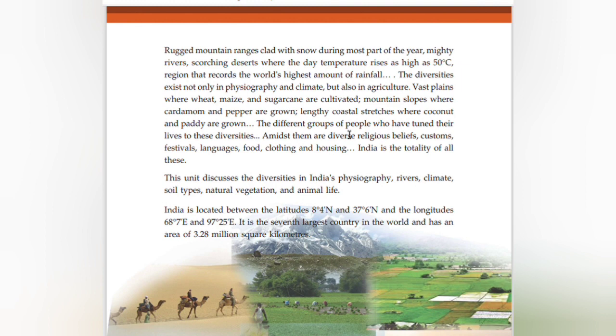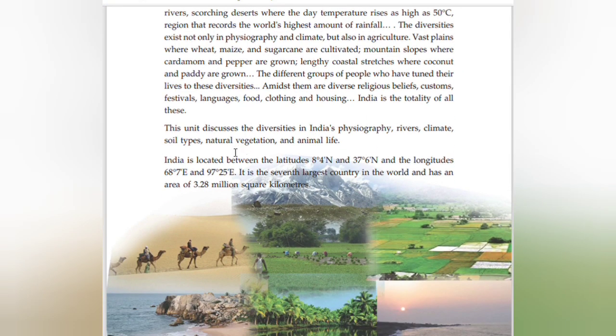Amidst them are diverse religious beliefs, customs, festivals, languages, food, clothing, and housing. India is the totality of all this. This unit discusses the diversities in India's physiography, rivers, climate, soil type, natural vegetation, and animal life.